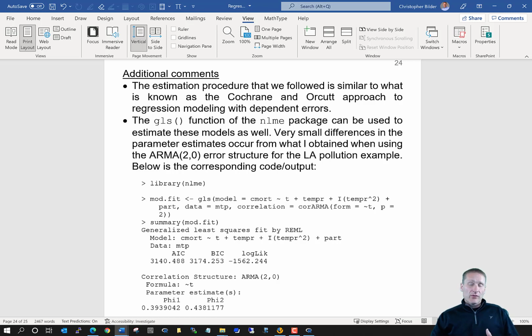Basically, the standard way to handle this now is very similar. It's not exactly the same, but it's what we had indicated with the maximum likelihood estimation approach.